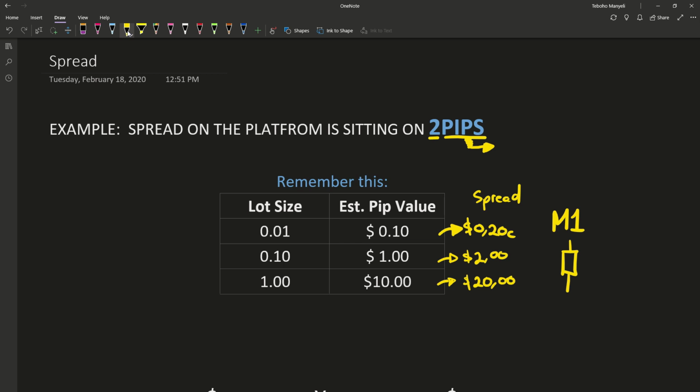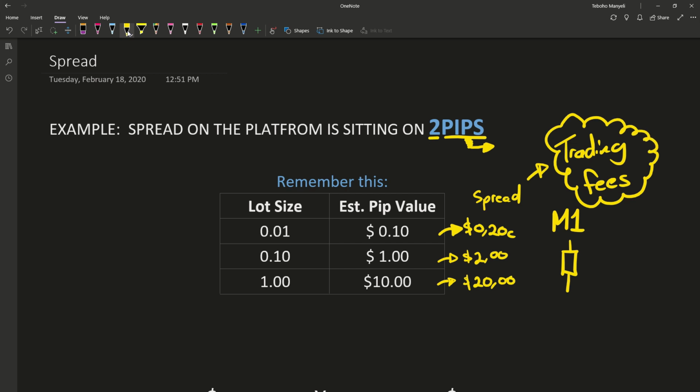All right, so spread for me is basically your trading fees, and this is literally how the broker is surviving. That's why we don't take any shares on the profit you make, because we've taken our profit. You are paying us to execute this trade, to make sure it's on the market and you are able to see the fruits of your trade.